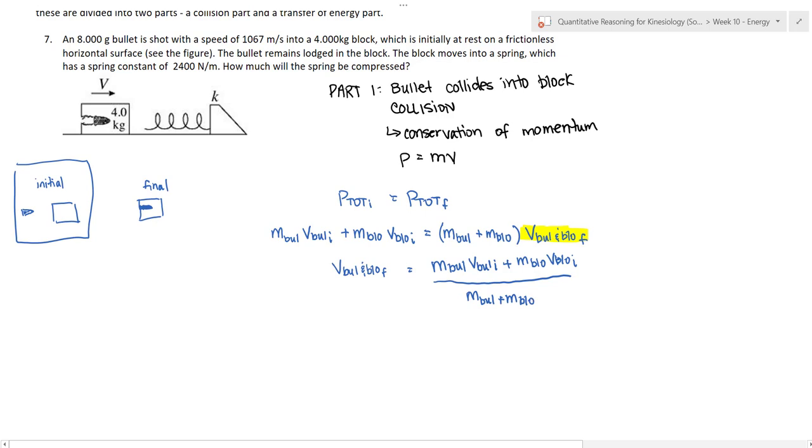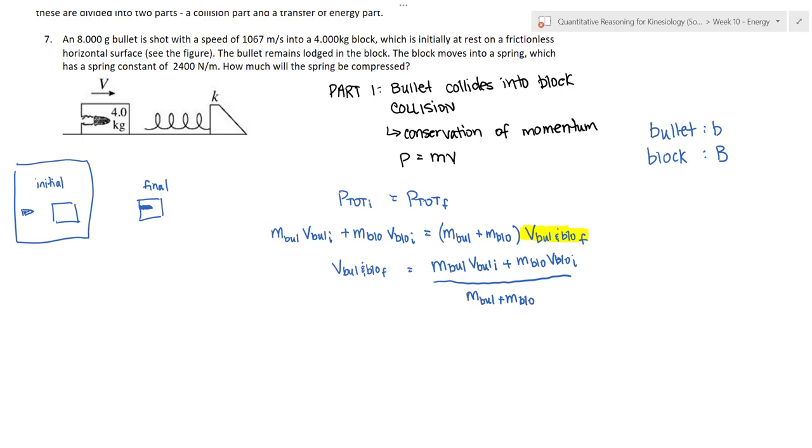There's a lot of subscripts here. You might find them very confusing, and you might want to change them. If you want, you can say bullet, use maybe just a little b, and block, since it's a larger object, you can call it capital B. That might make things a little bit easier. So you can go ahead and change the subscripts if this is getting too confusing.